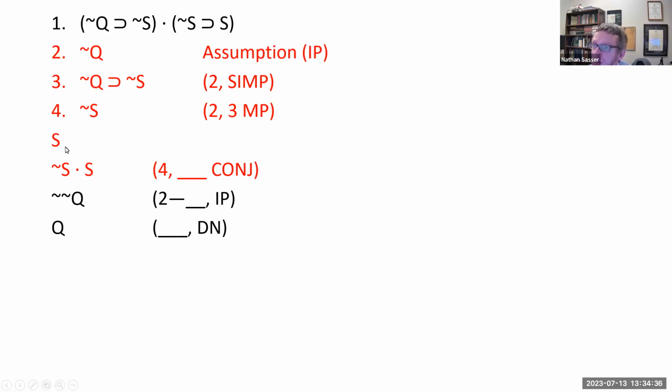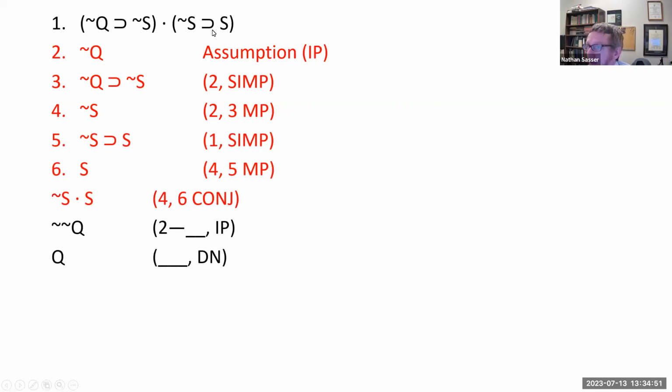Now all I've got to do is prove S. Well, that's easy now. Remember this other conjunct? This is really the source of the contradiction in the first place: if not S is true, then S. So I basically need to do the same thing again. First of all, I use simplification to break that out on its own. I've got if not S, then S. And then by modus ponens, S follows. Now I've got both pieces of the contradiction that I was trying to get to. Not S and S, I put them together in one line with conjunction.